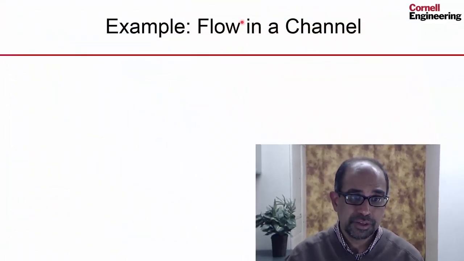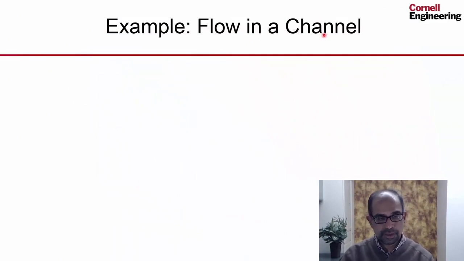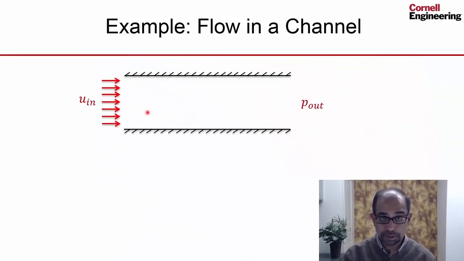So it's important that you understand these big ideas well. Here's a problem we will use to understand the basics of the finite volume method, flow in a channel, and schematically that flow looks like this. So we have two parallel walls, one at the top and one at the bottom. We have uniform flow coming in, and at the exit we have the pressure. And typically where you have the flow leaving the flow domain, you specify the pressure.